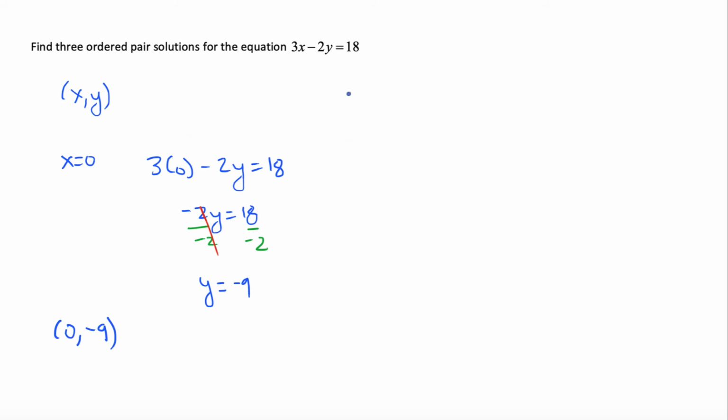So I'm just going to pick y equals 0. So 3 times x minus 2 times 0 equals 18. Notice I've just plugged in 0 into the y variable, and I should be able to solve this for x. We know that 0 times anything is just equal to 0, so we get 3 times x equals 18. I'm going to divide both sides by 3 here. So I get x is equal to 6.